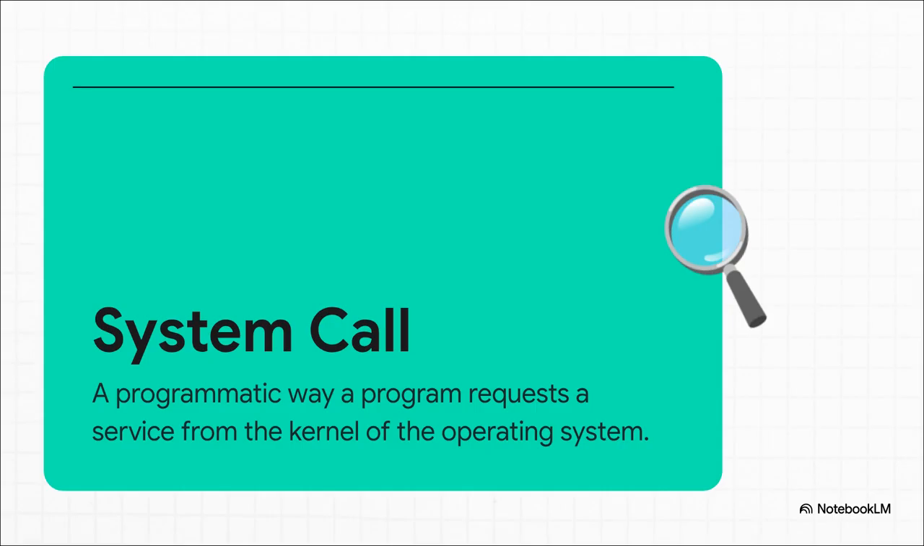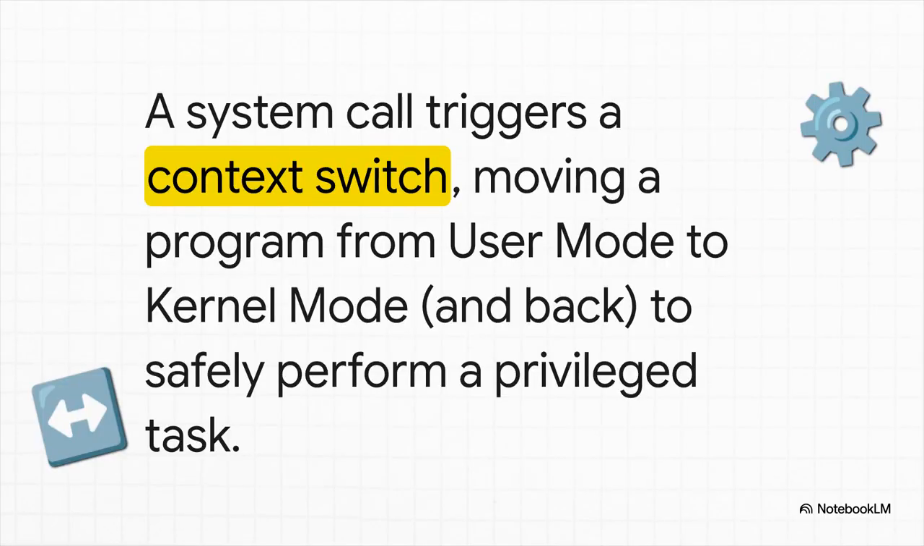It's kind of like your app has to fill out an official government form in triplicate just to ask the control room to perform one specific authorized action. So, when an application makes one of these system calls, something really incredible happens. The processor does what's called a context switch. It literally, for a split second, shifts from that limited user mode into the all-powerful kernel mode, does the single task it was asked to do, and then immediately switches right back to the safety of user mode.